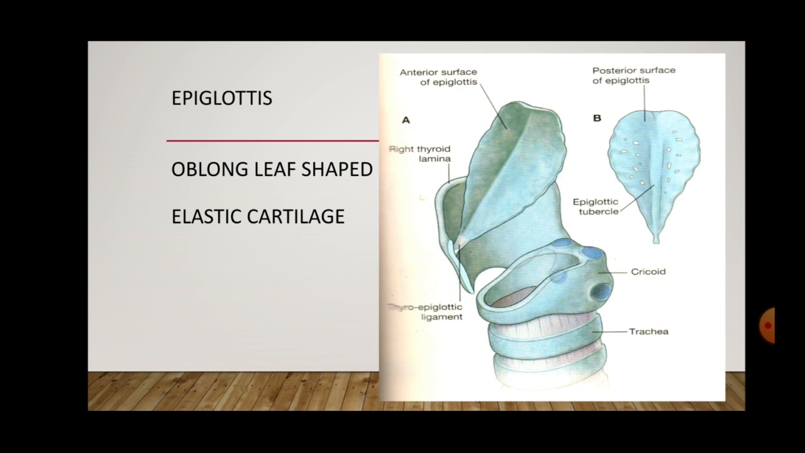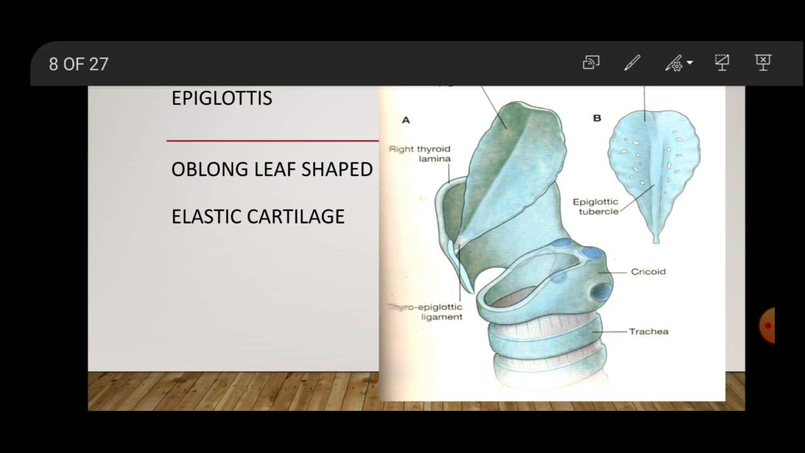So the first unpaired cartilage is the epiglottis. It is a leaf shaped structure, and it is an elastic cartilage. It forms the anterior wall of the laryngeal inlet. The laryngeal inlet is bounded anteriorly by this epiglottis. It has two ends, this is the upper end and this is the lower end, and two surfaces. This is the anterior surface, and what is seen here is the posterior surface, and two lateral borders, this one and this one.